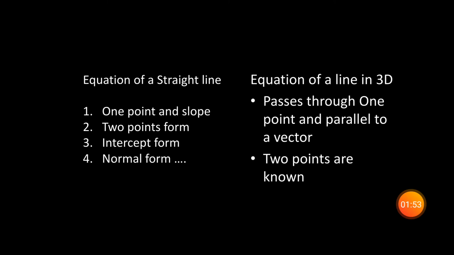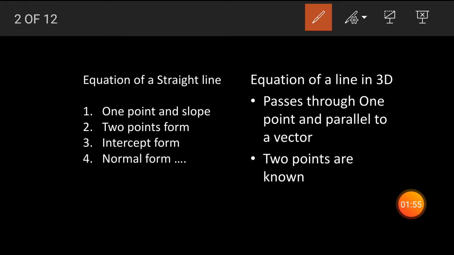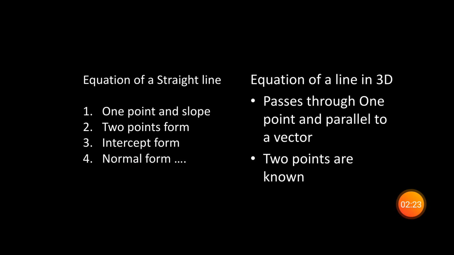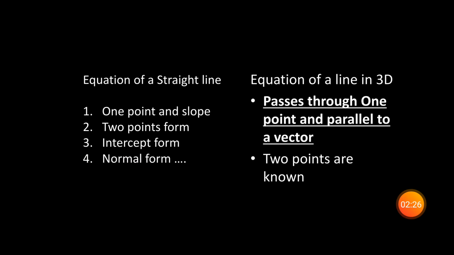Why are we not discussing these two forms, intercept and normal form? Because when we talk about 3D, intercept on all the three axes is not possible when we talk about a line. For that we have to consider a plane. As we are discussing the line, that's why we are not discussing these two forms; we are discussing only the above two in 3D. So in this particular video, my focus is on only one, that is, passes through a point as well as parallel to a vector. So this form we are going to discuss. So let's see.